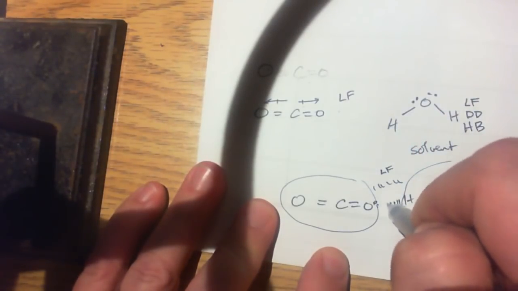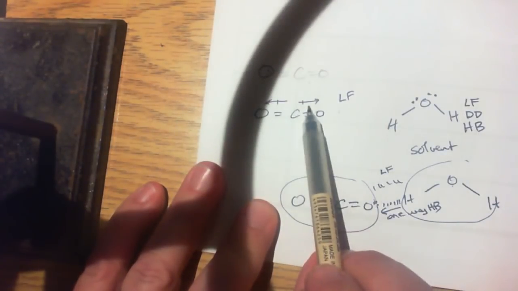And then we have, because of our lone pair, our one-way hydrogen bond. So the attraction between these two is greater than the attraction that this has for itself. So I'd say that would be moderate solubility. I wouldn't call that high solubility.